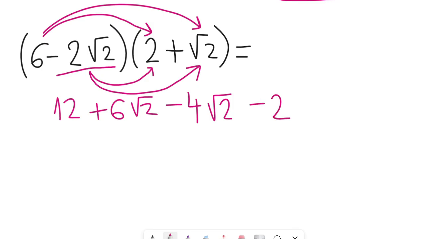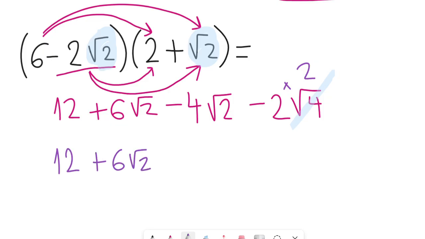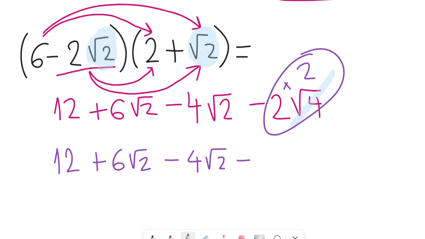Negative 2, but then remember, guys, we have negative radical 2 multiplied by radical 2. That will be radical 4. Okay, we are almost done. What is radical 4? That is equal to 2, right? So I will copy this one more time. 12, 6 radical 2, 4 radical 2, and 2 multiplied by 2 is 4.